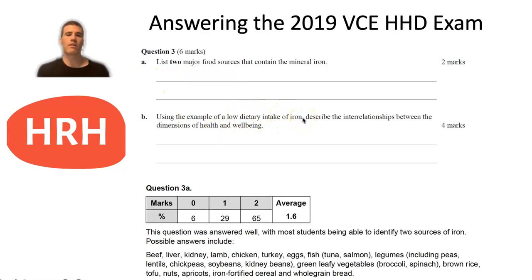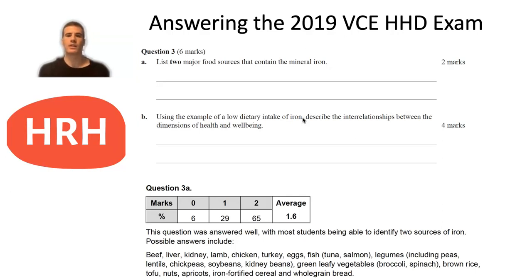So you might start your answer by talking about how a low dietary intake of iron means an individual might be anemic, and lack energy. And so that would be a good place to start. And there you've already linked to the physical dimension of health and well-being. You could then build on that and say something like a lack of energy might mean individuals are less likely to leave the house, which might mean they're likely to lose friends as they're not able to socialize and interact and build these relationships. And so that would be a link to social health and well-being.